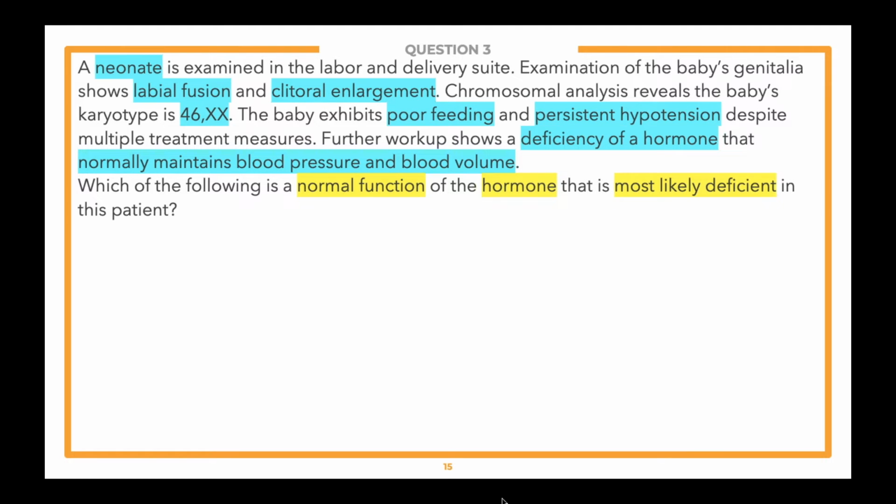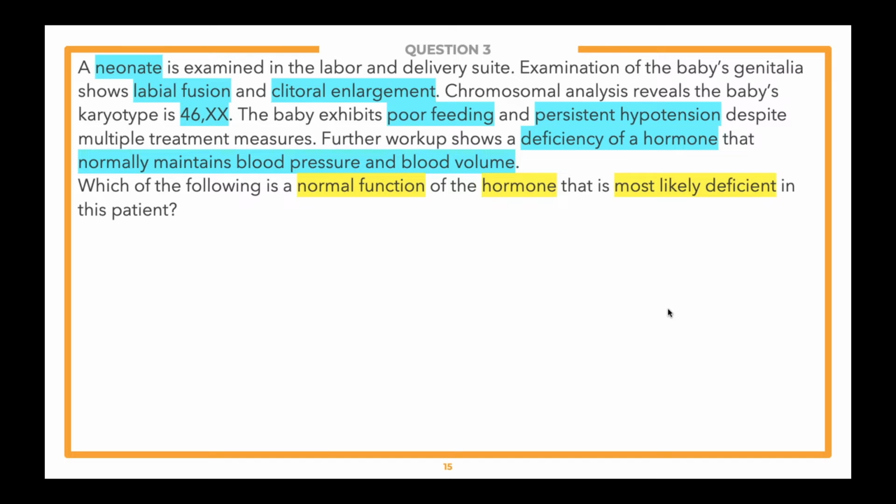Now we're working with a pediatric case, a neonatal case. Automatically, when you see a question talking about a deficient hormone, you definitely want to put on your endocrine hat. You want to pick up on those things that could point to an endocrine abnormality. We were told about some genital abnormalities, and about issues the baby has with low blood pressure and feeding. And we're specifically told that this patient does have a hormone deficiency, and the question asks about that hormone's normal function.